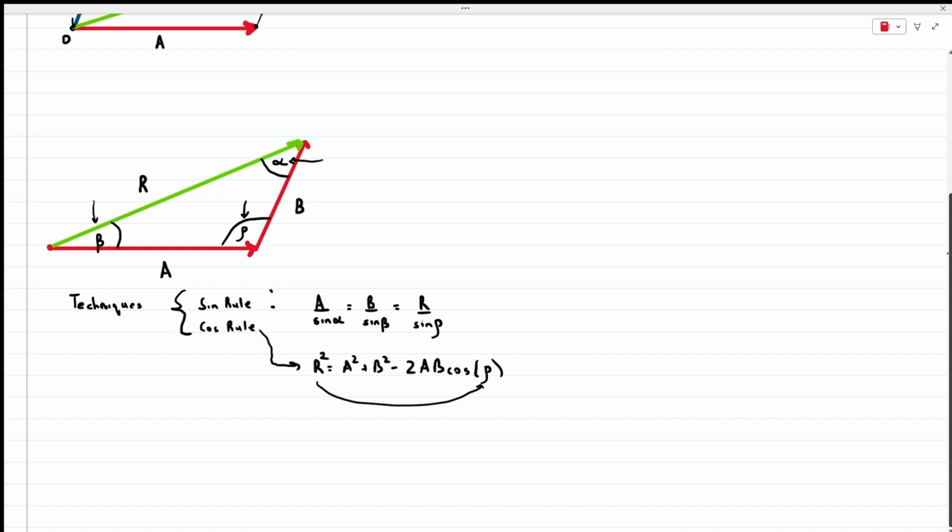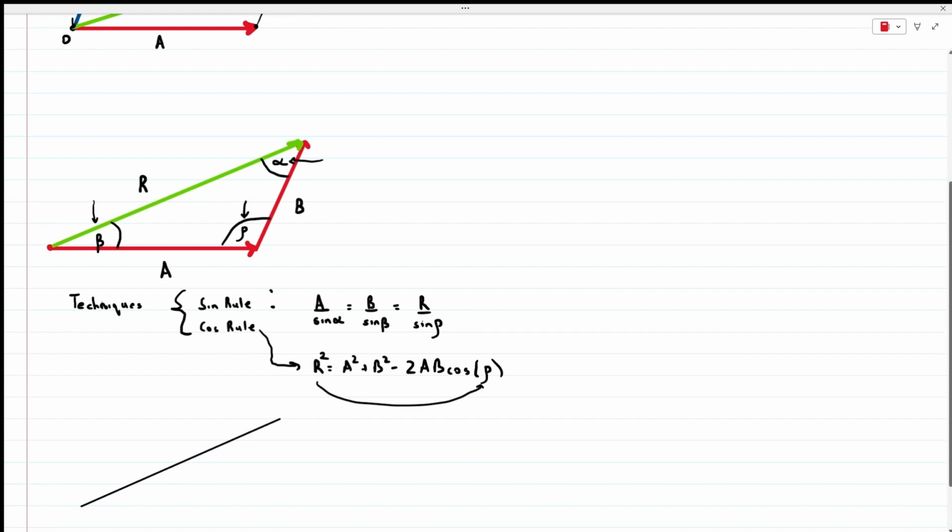Okay, these are our tools that we can use to solve problems. When would we use the parallelogram rule of vector addition or the triangle rule? We use it when we're trying to sum two vectors, and we use it when we're trying to find the components of a single vector.